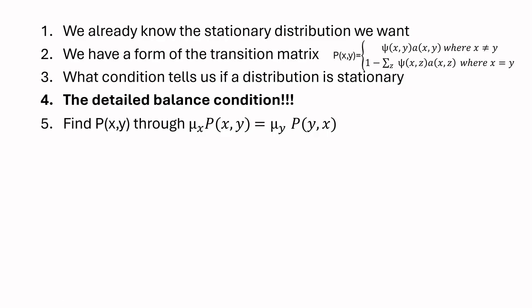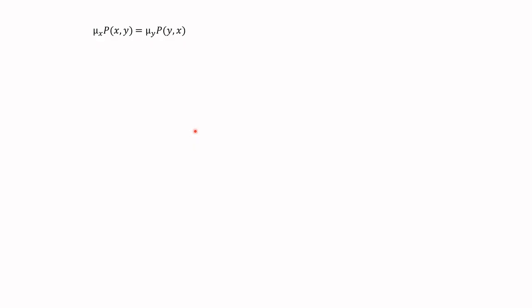We want to find the transition matrix such that the condition is true for all x and y here. And remember, these mu are the stationary distribution, which is given to us. If we know our transition matrix satisfies this condition, then we know it's a transition matrix that is going to give us the stationary distribution we want. Okay, so let's go ahead and find how we can make this work out in general.